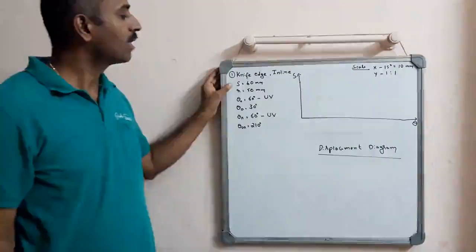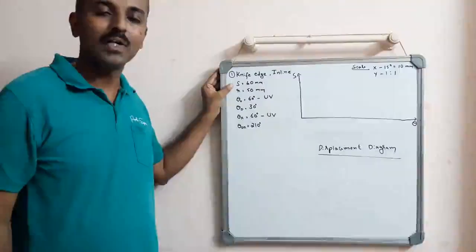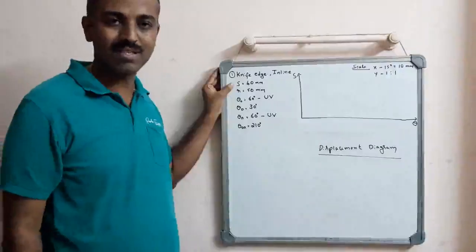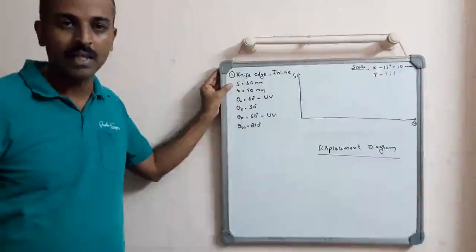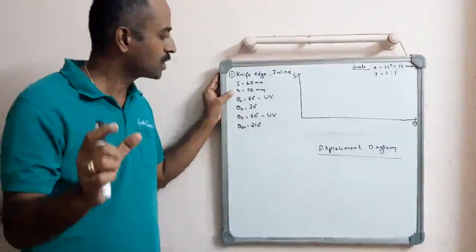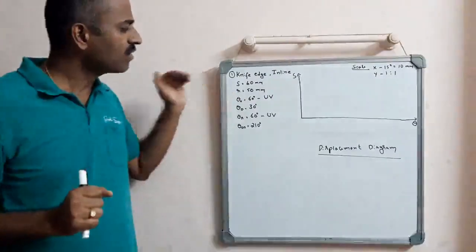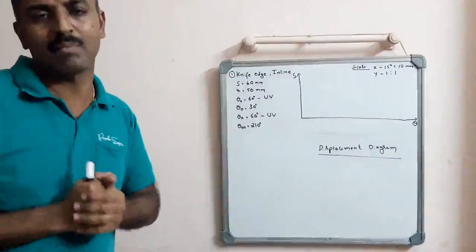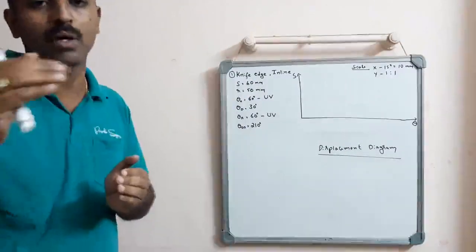Then write the stroke length or displacement of the follower, which is represented by capital S, which is 40 mm. Then write the base circle radius of the cam, which is 50 mm. After this, the displacement of the follower will be described in the question for corresponding rotation of the cam.